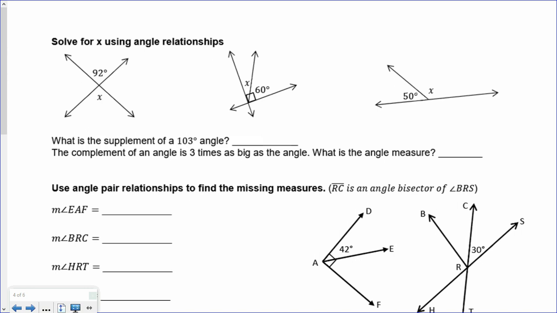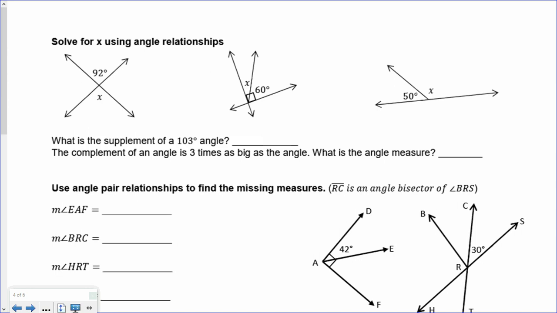What I want you guys to get into the habit of doing is tell me first what the relationship is. Feel free to abbreviate, but I want you to write down what the relationship is, what you know about their measures, and then give me the final answer. This is important for when we get into proofs. You need to be able to defend your work with a definition or some sort of justification.